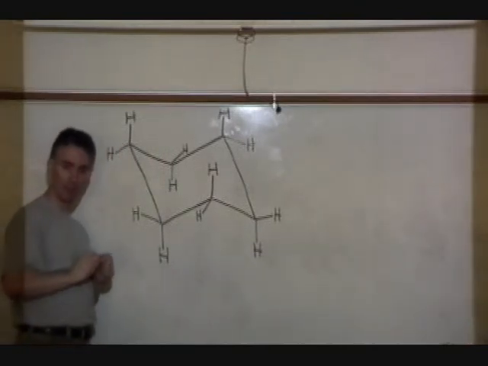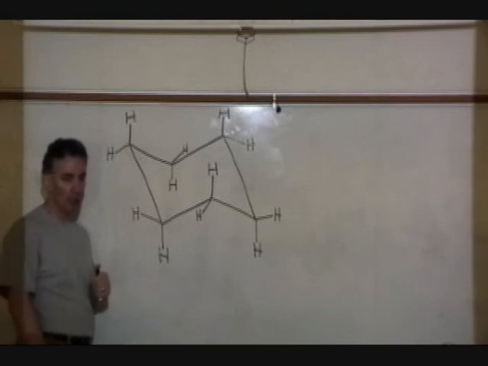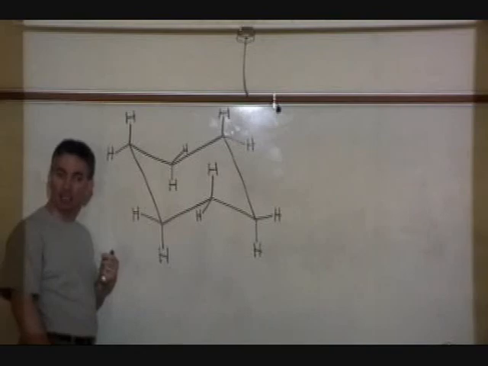Okay. So following those basic rules, we get a pretty good looking two-dimensional aspect of a cyclohexane ring.